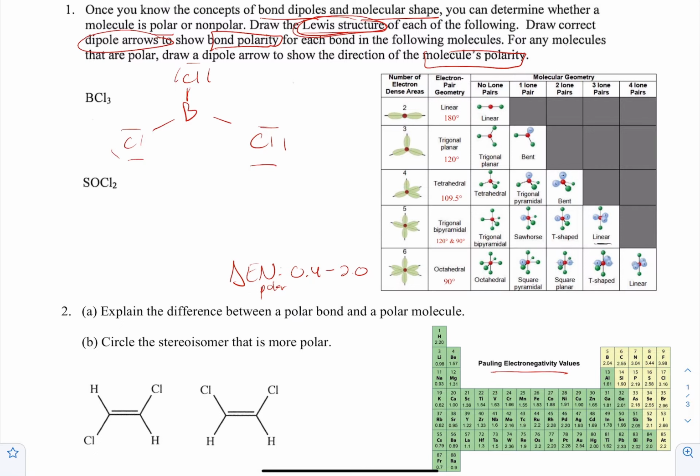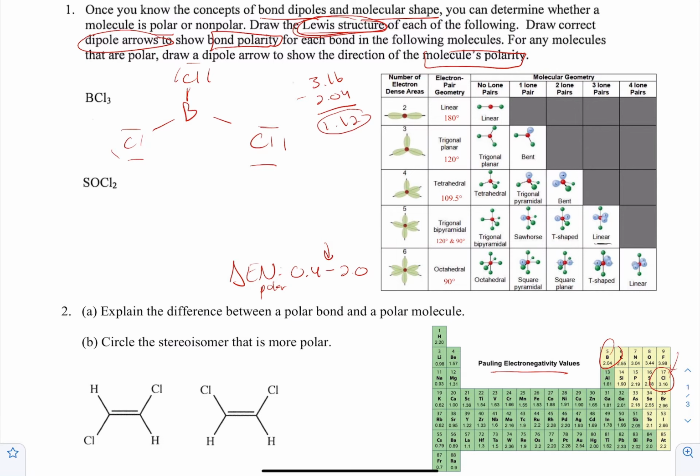So this is what we're going to do. I'm going to look at boron here and chlorine and take the difference between them. It looks like chlorine is 3.16 and boron is 2.04. So that gets us 1.12. That means this is polar. It falls within that range. Now, the question is, which one is more polar? It's going to be chlorine, right? It has a higher electronegativity value.